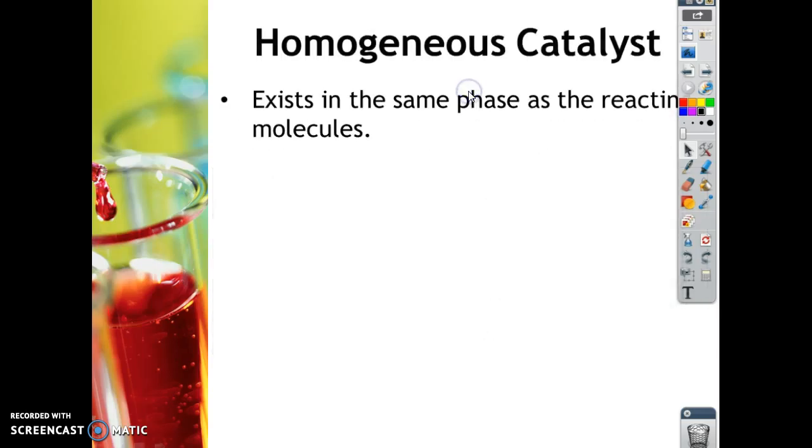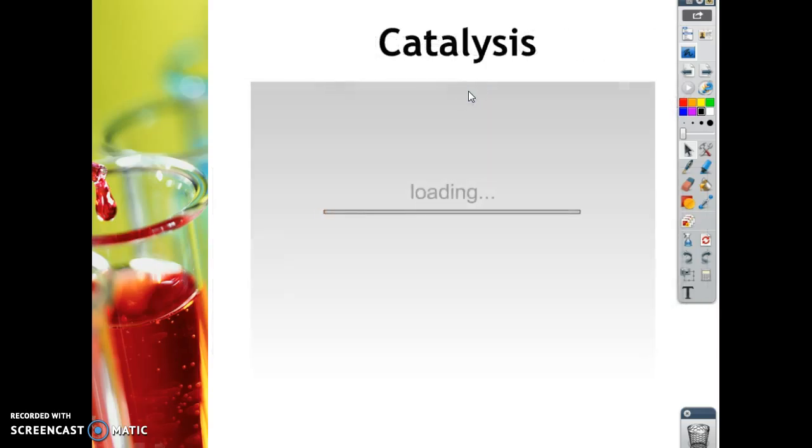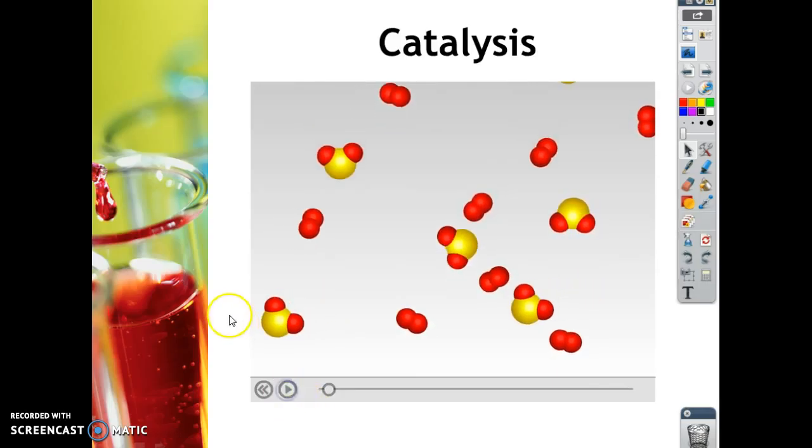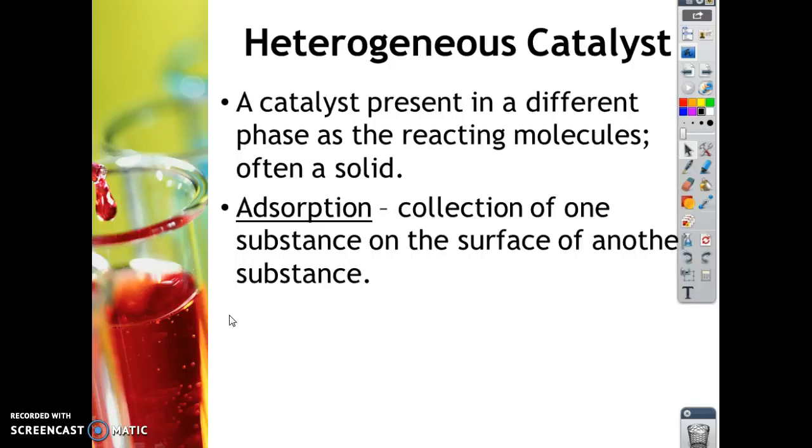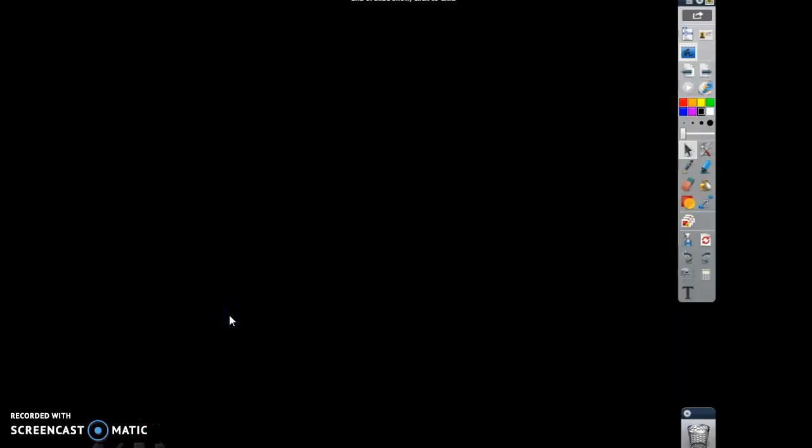Catalysts are great. Homogeneous means same phase, and reactant molecule. Don't you worry, we don't have time for that. Heterogeneous means different phase. Hey, read through the rest of the notes, check the chapter if you have questions. Time's up.